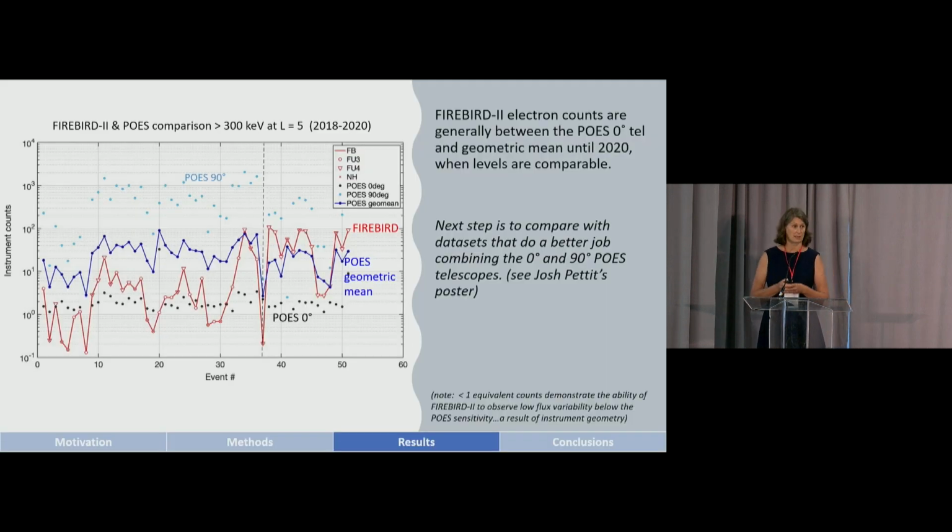Based on her study of all these conjunctions, the FIREBIRD observations are generally somewhere between the 0-degree telescope and the geometric mean of POES. And our next step is really to compare the FIREBIRD data with data sets that do a better job of combining these 0 and 90-degree POES telescopes, which are much more complicated than just one is in the loss cone and one is looking at trapped electrons. And Josh Pettit actually gave a poster yesterday that is hopefully still out there that you can look at that provides one of these great data sets that we're hoping to compare to.